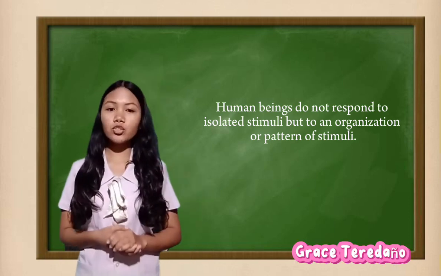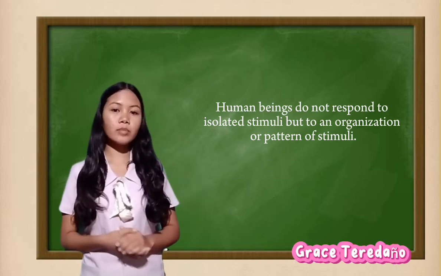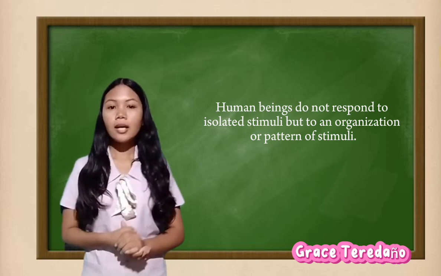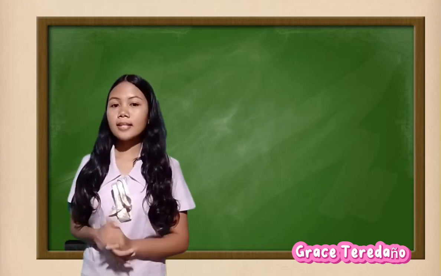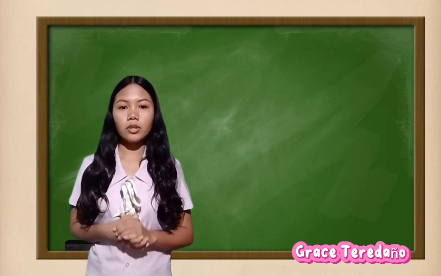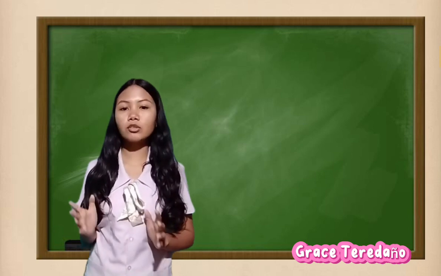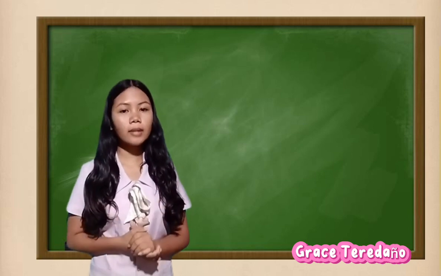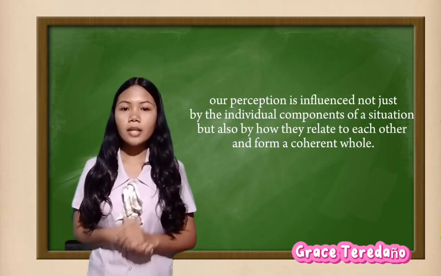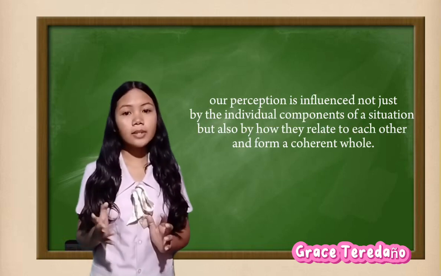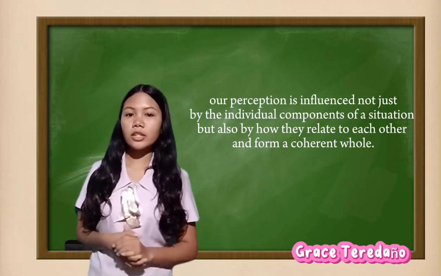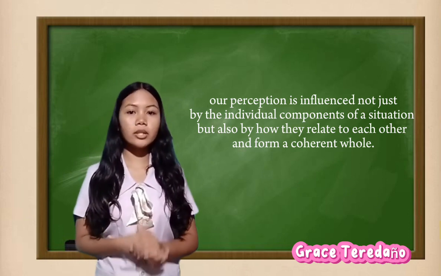Human beings do not respond to isolated stimuli, but to an organization or pattern of stimuli. This statement reflects the Gestalt psychology principle that humans don't react solely to individual stimuli, but rather to the overall organization or pattern formed by these stimuli. In other words, our perception is influenced not just by the individual components of a situation, but also by how they relate to each other and form a coherent whole.